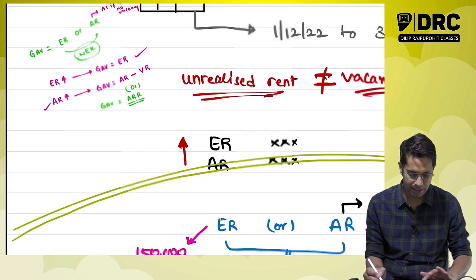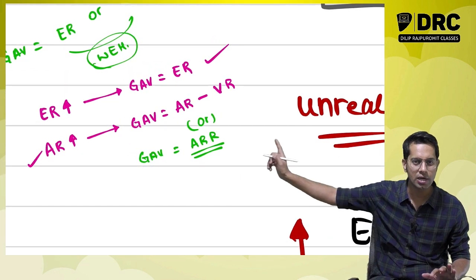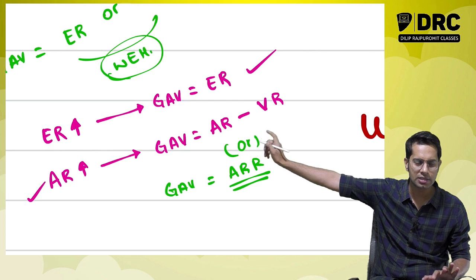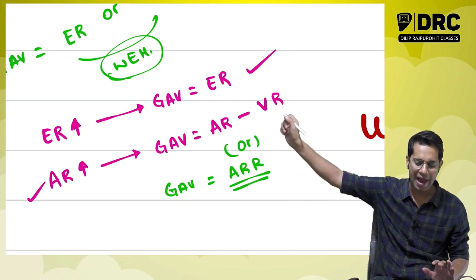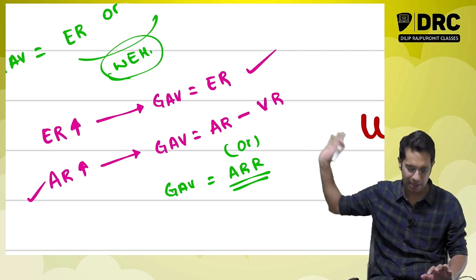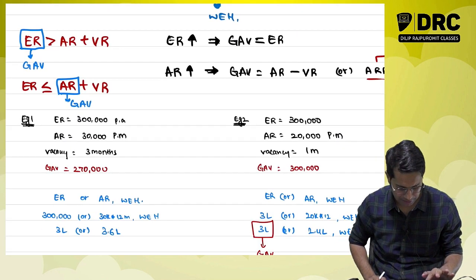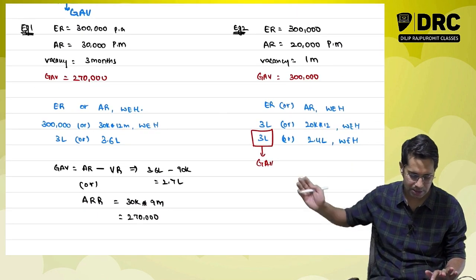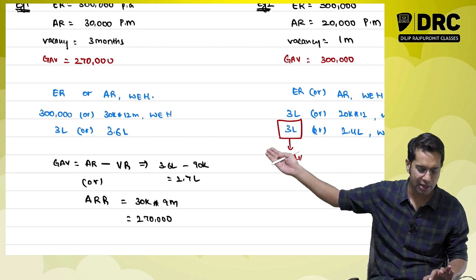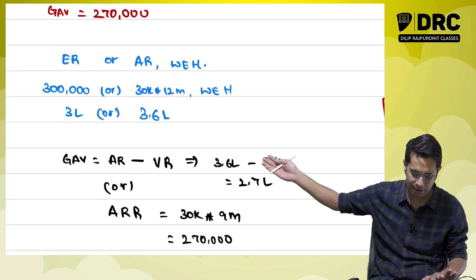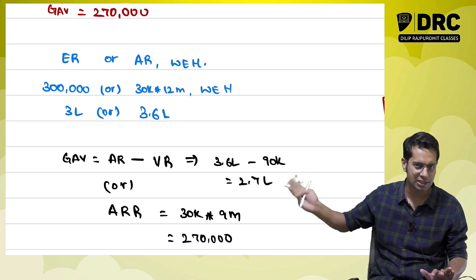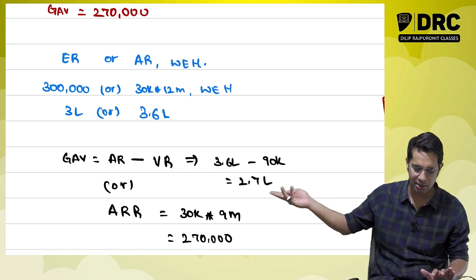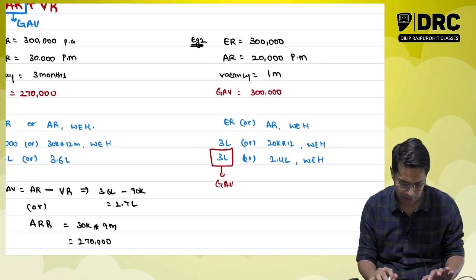If actual rent is higher, as we just saw, what will my gross annual value be, sir? Gross annual value will be actual rent minus vacancy period rent. Therefore, in the present case, actual rent minus vacancy period rent, that is 3,60,000 minus 90,000, comes to 2,70,000, or you can directly take actual rent received, which you have actually received: 30,000 into 9 months.